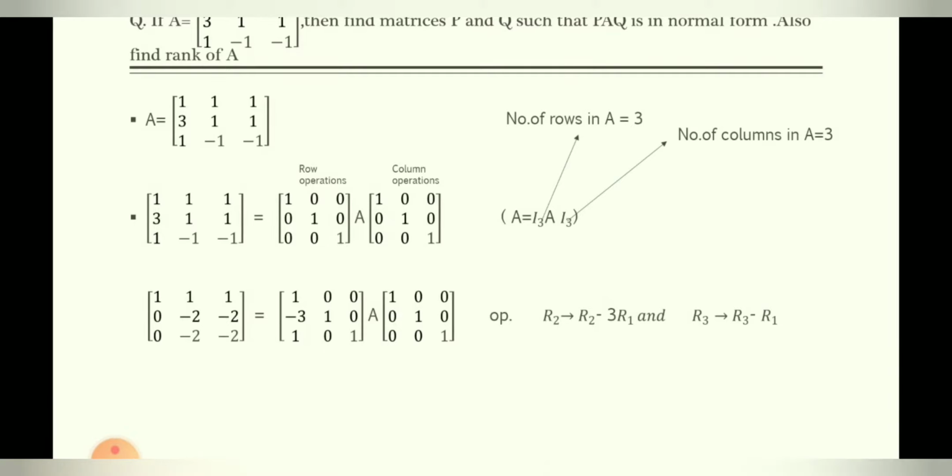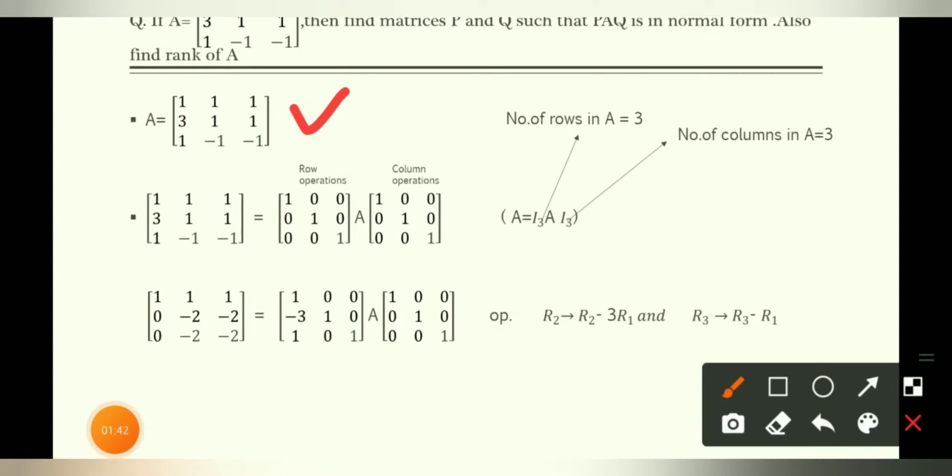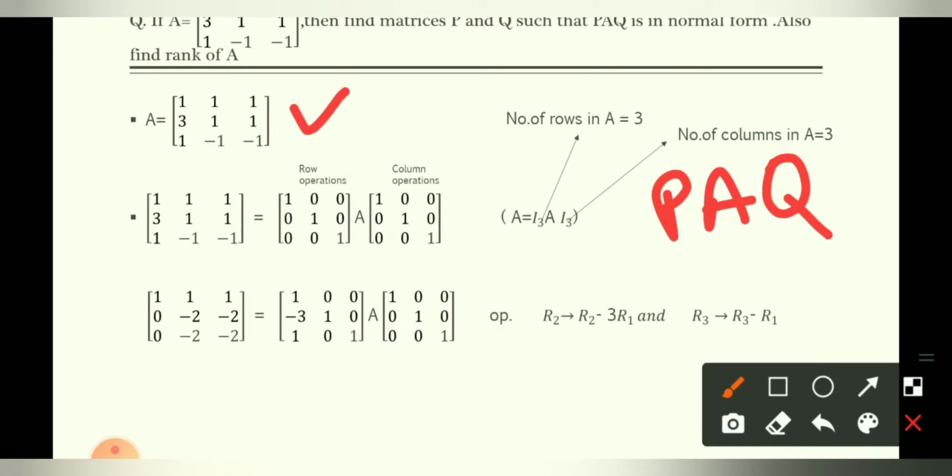The question is usually written in this way, that you have to find two matrices P and Q such that PAQ, this product of three matrices, must be in normal form. This must be something like Ir. So to do this is very important. You have to listen to me carefully so that you can understand this.